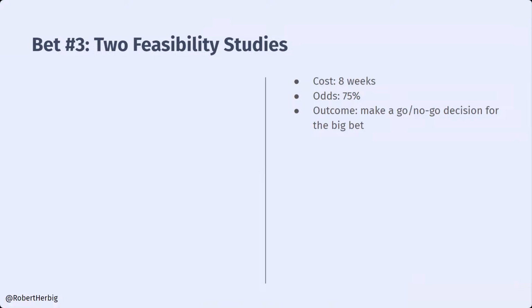We need to understand several things. Now, we costed this out at 8 weeks, so approximately 2 months of work. We needed a slightly larger team, so the price went up, the bet size went up. The outcome that we were shooting for was to make a go, no-go decision on the big bet. The big bet is building this product. We put the odds at 75%.